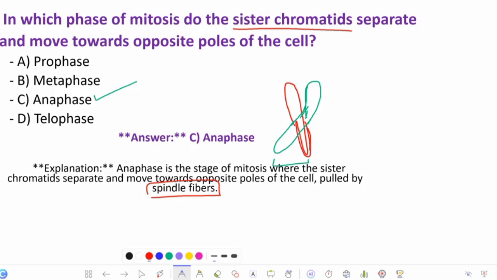Sister chromatids are basically genetically identical. Genetically identical means having the same genes, because these are copies of each other. That's why they are called genetically identical copies of each other, and they are called chromatids. They will be separated in anaphase by the contraction of spindle fibers and will move to reach the opposite poles.